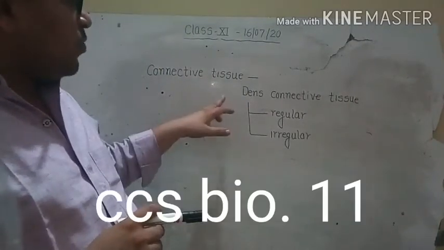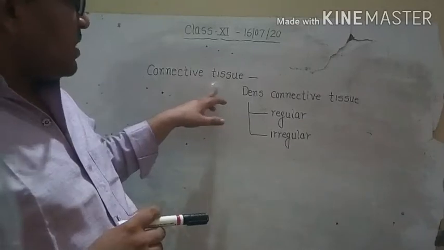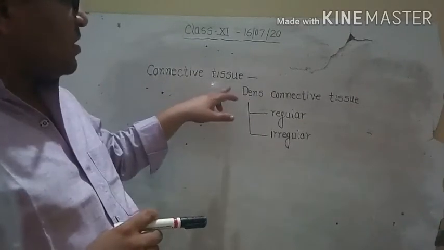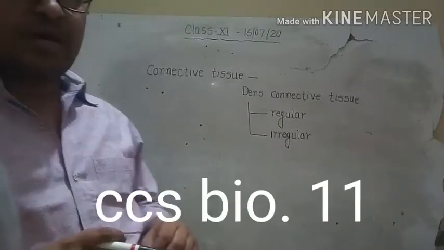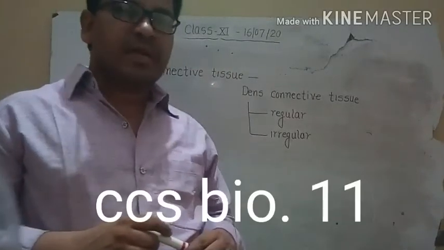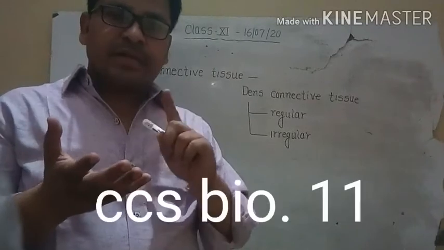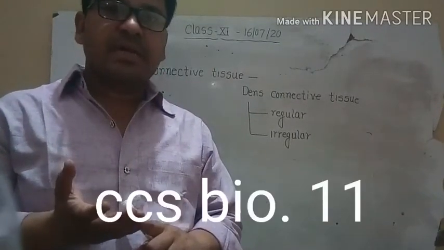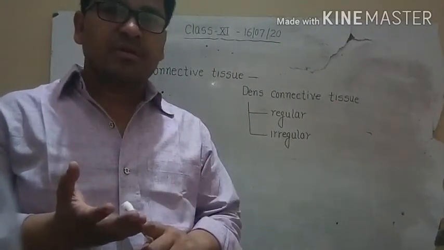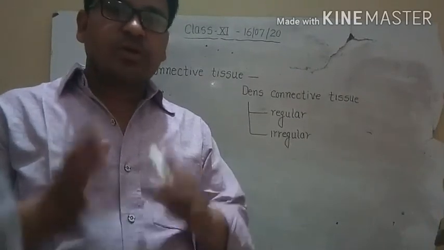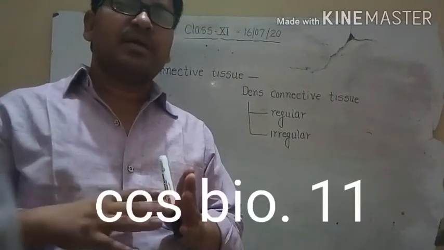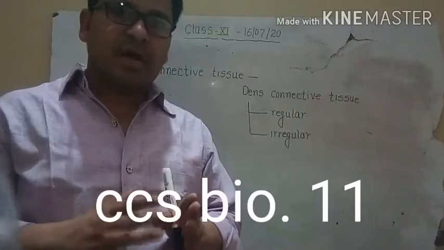Now we are going to discuss the next type of connective tissue, which is dense connective tissue. Yesterday we discussed loose connective tissue, and I told you that the different cells and the fibers present in connective tissue are classified into types depending upon their arrangement.